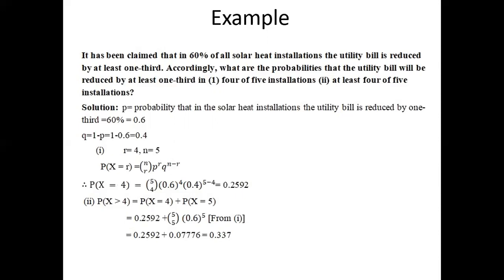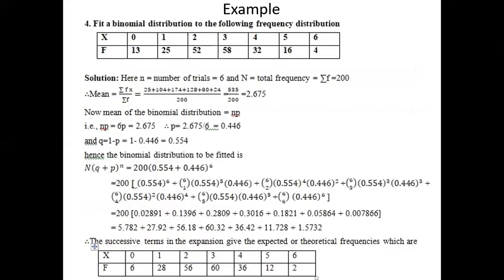Now the second one is at least 4 of 5 installations. At least 4 means x greater than or equal to 4. So the probability of x greater than or equal to 4 is the probability of x equals 4 plus the probability of x equals 5. We have already found the probability of x equals 4 is 0.2592. The probability of x equals 5 is, according to the formula, 5C5 into 0.6 to the power 5 into 0.4 to the power 0. So from this I'll get the probability as 0.337.